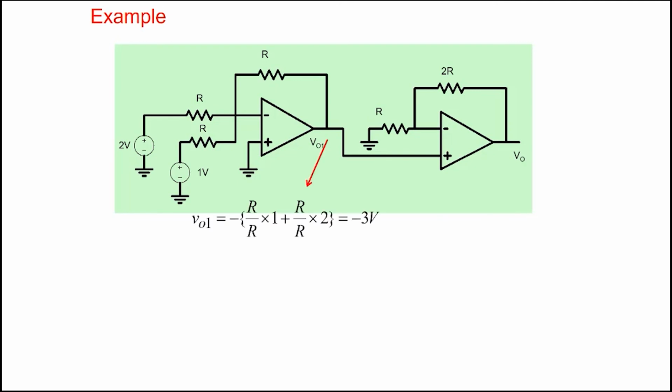All right, so let's look at this particular example. What would happen in this case? So note that we can calculate what is the output voltage here. So we have two inputs, so output voltage is minus 3 here.